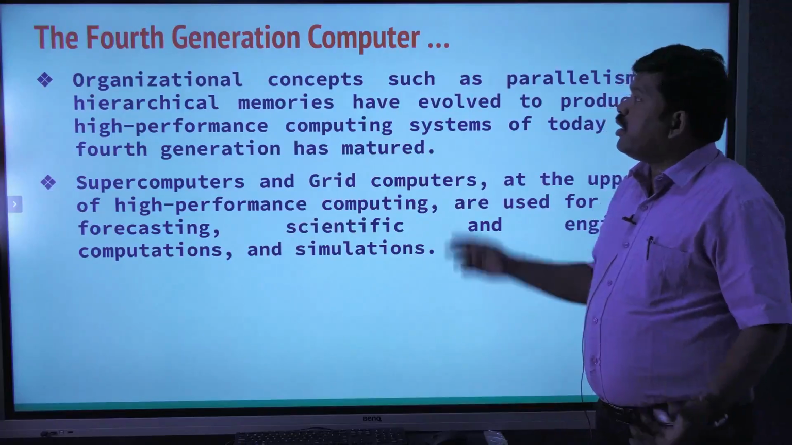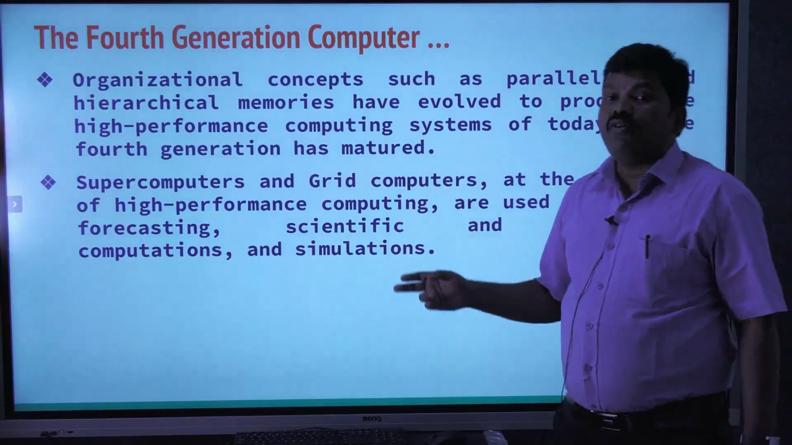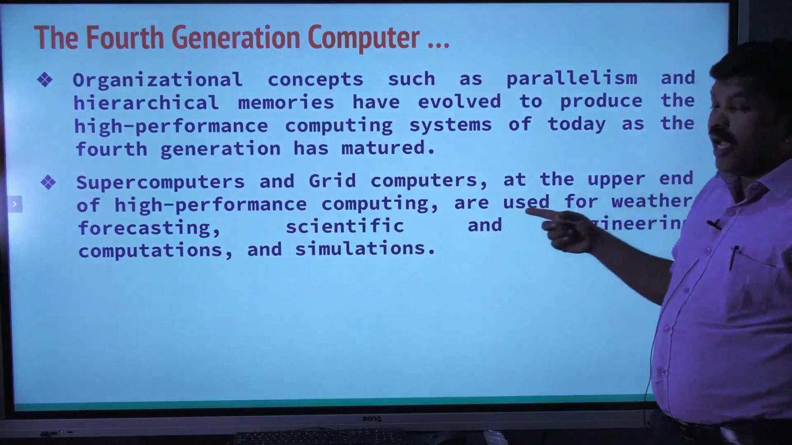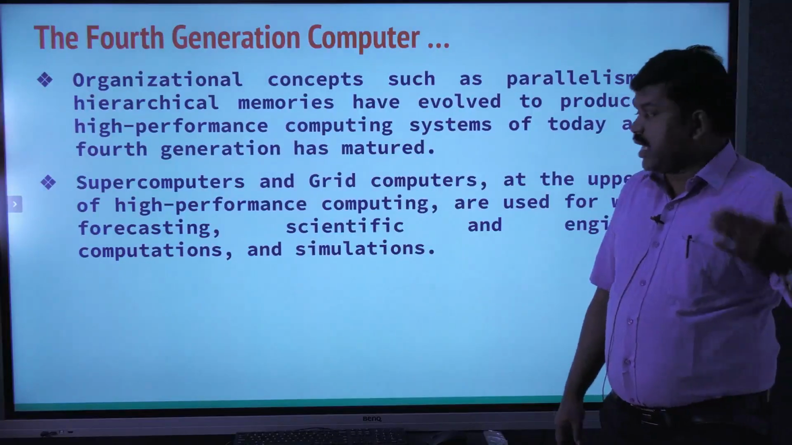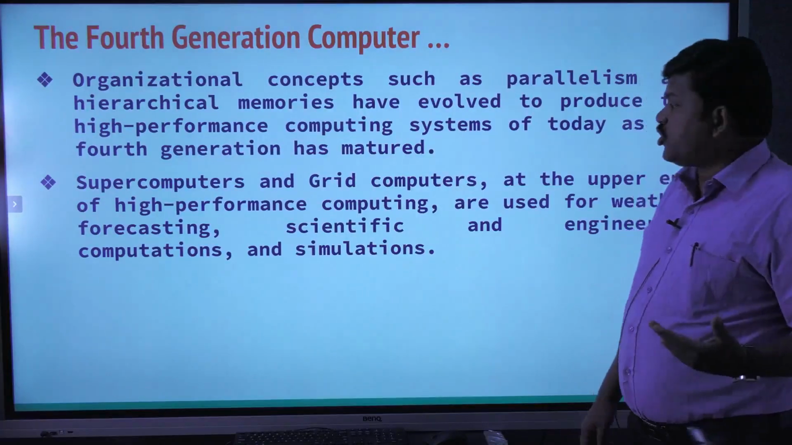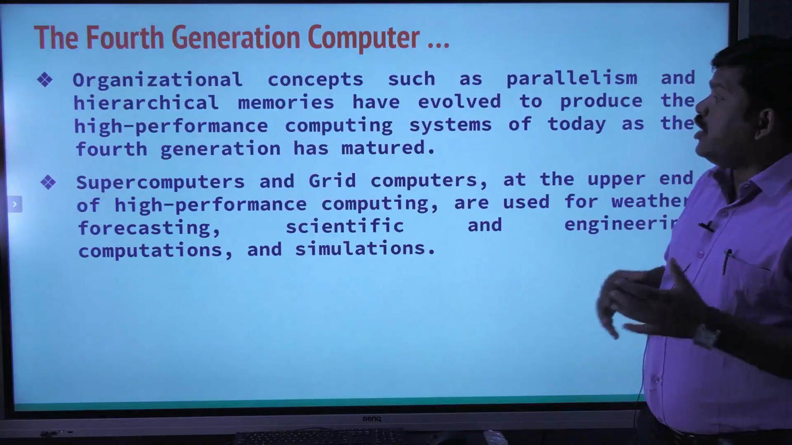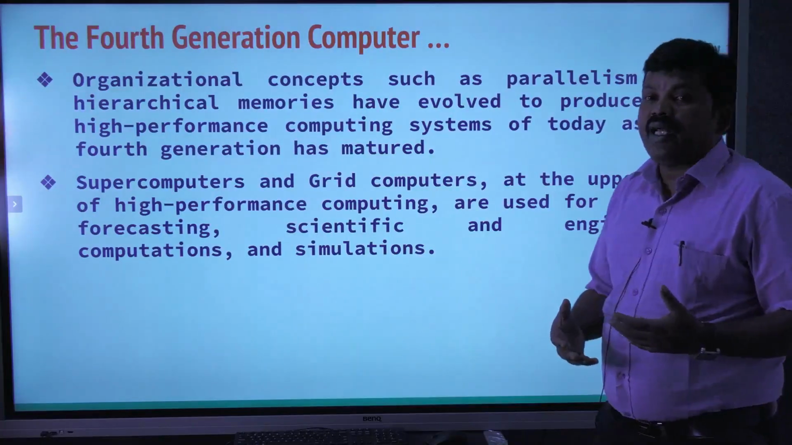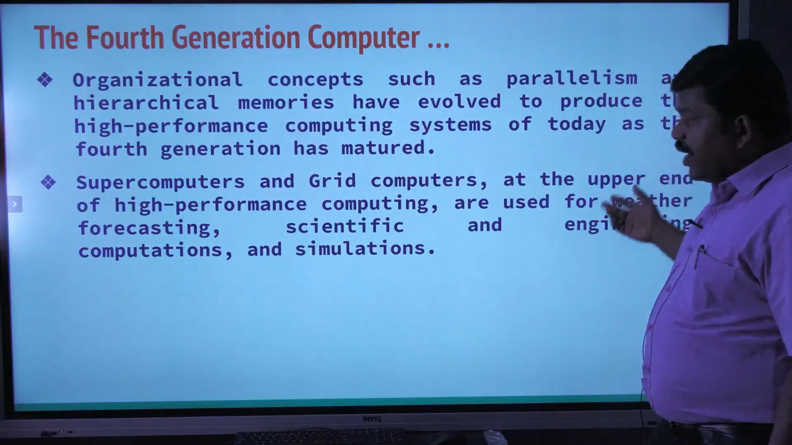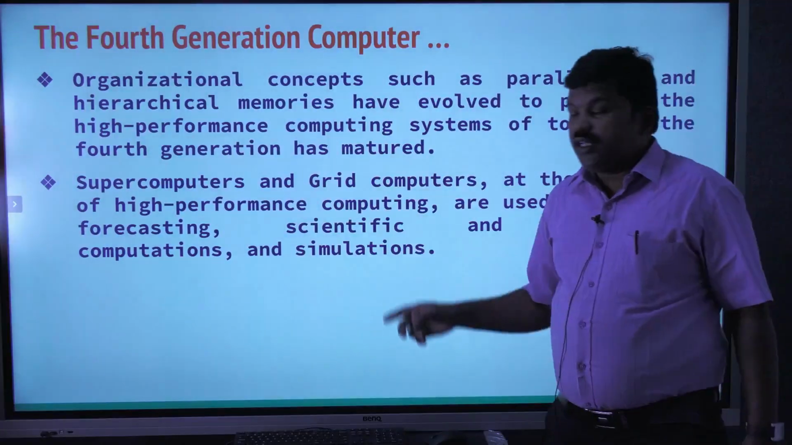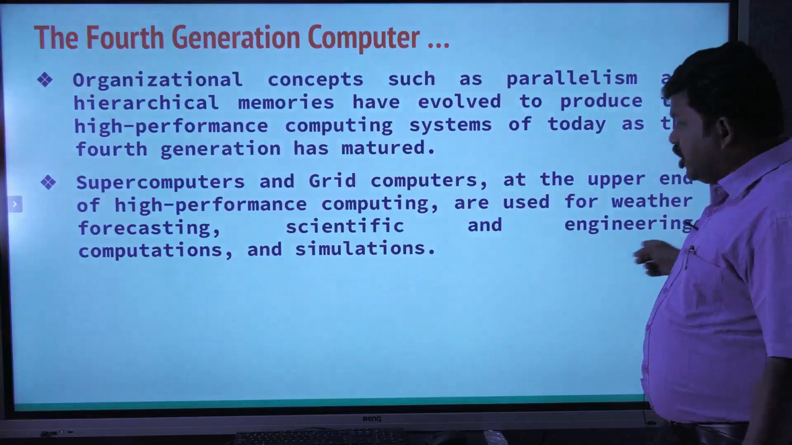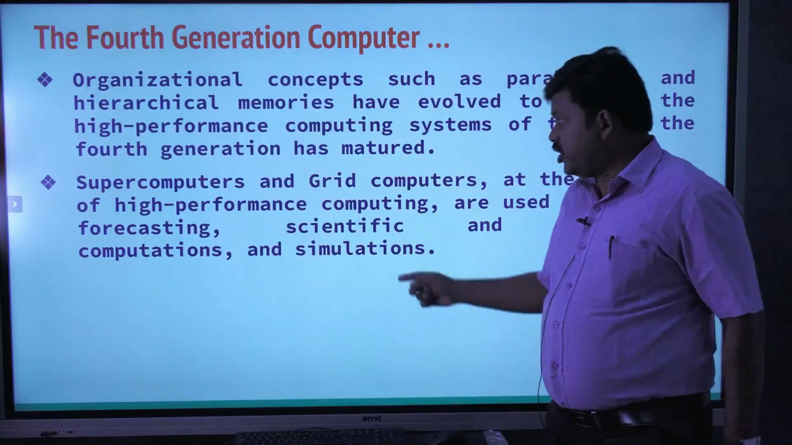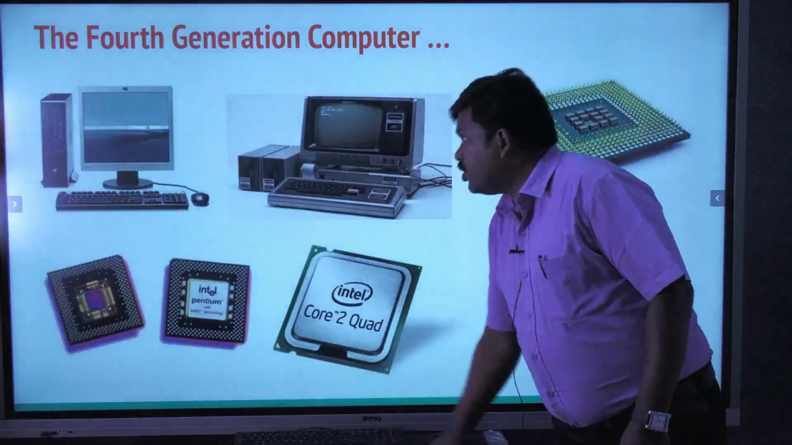The important thing in the 4th generation computers is the manufacture of supercomputers and grid computers, where high performance computing is required, especially for satellite launching and nuclear performance testing. We need high speed computers which will process the data as early as possible. These devices were mainly used for weather forecasting, scientific and engineering applications, and mainly for scientific simulation environments. Okay, these are all the 4th generation computers.